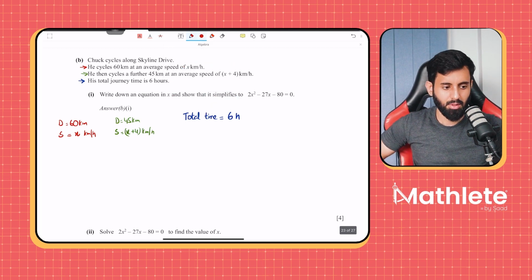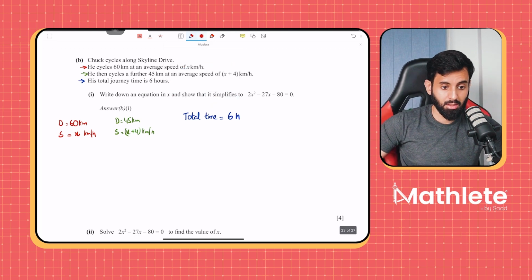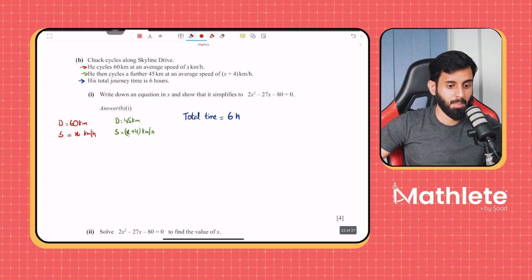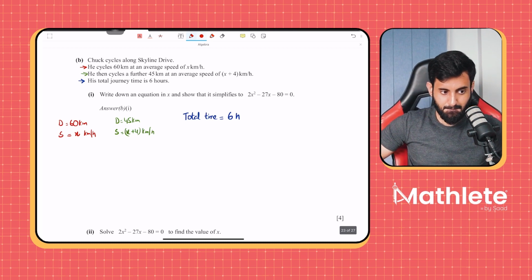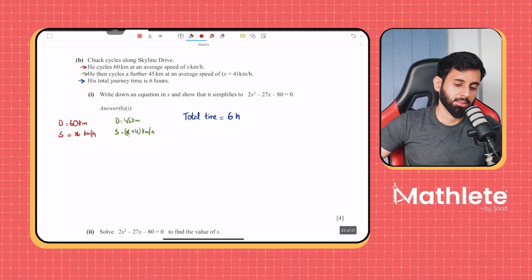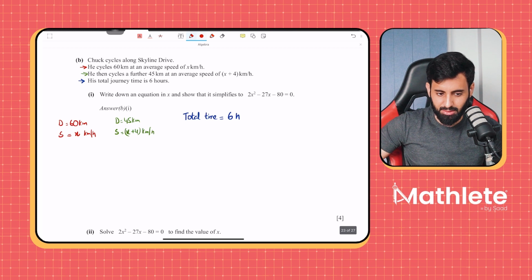We add them. We add what exactly? Like 6 divided by x plus 45 divided by x. Yes. So what exactly is 60 divided by x? That's what my question is. It's the time taken.